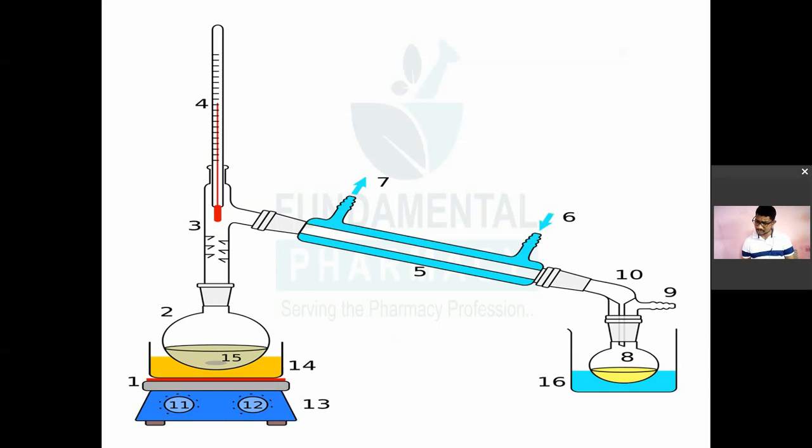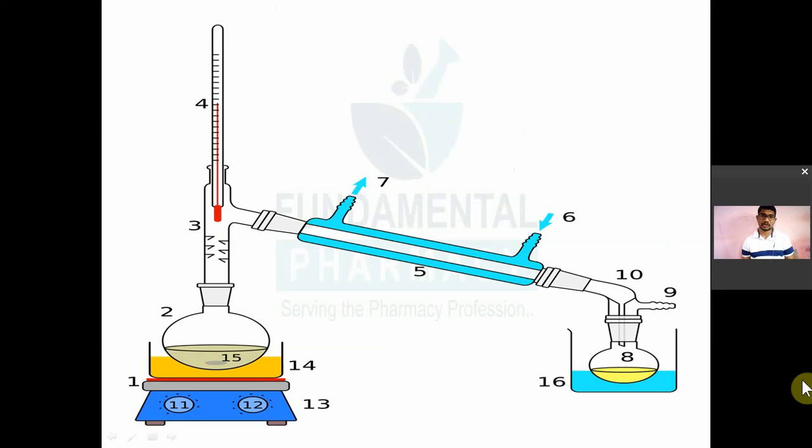What is meant by distillation? Distillation means vaporization of a mixture of liquids and subsequent condensation of the vapor at another place. That is nothing but distillation. So distillation is the vaporization of a mixture of two liquids and subsequent conversion of those vapors into condensate at another place.